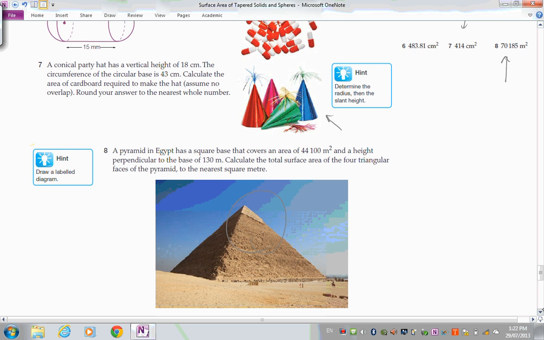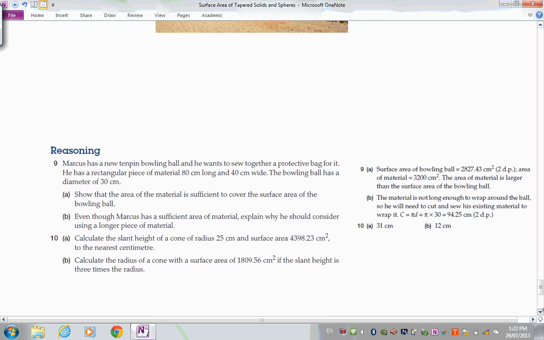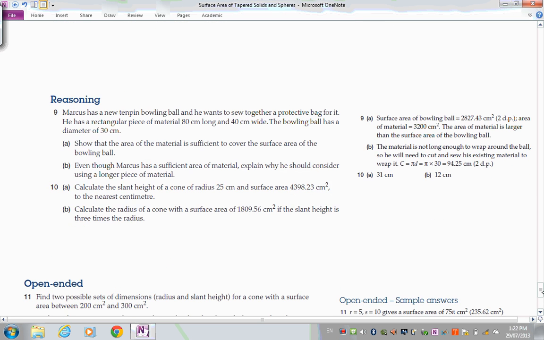Come on down and let's have a look at the reasoning questions, harder questions here, 9 and 10. You need to draw a diagram for these. And remember, the best way of doing problem solving in maths is to use a diagram. So you need to use a diagram. Here's some answers over here. But you need the diagram for a start. Go through carefully. New 10-pin bowling ball. Underlining things perhaps.